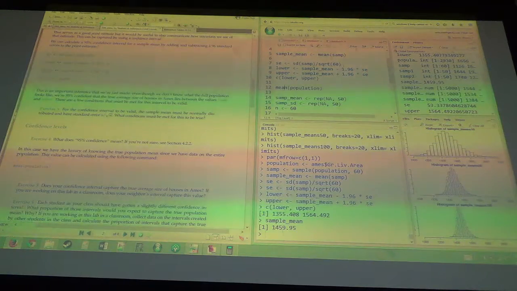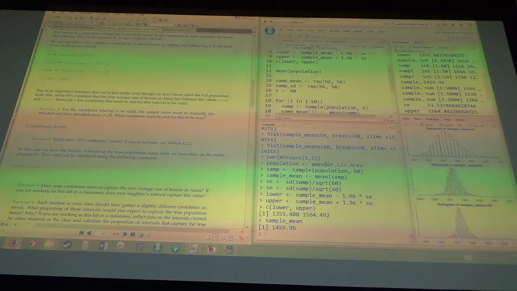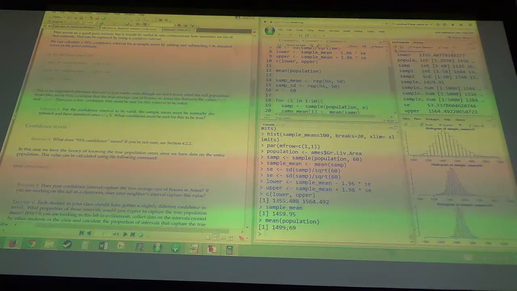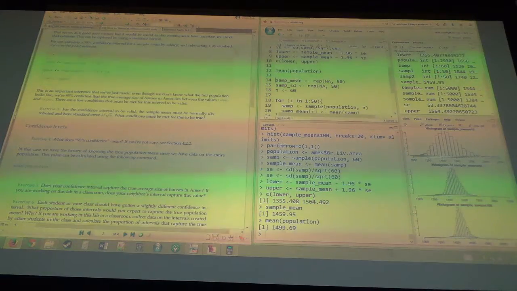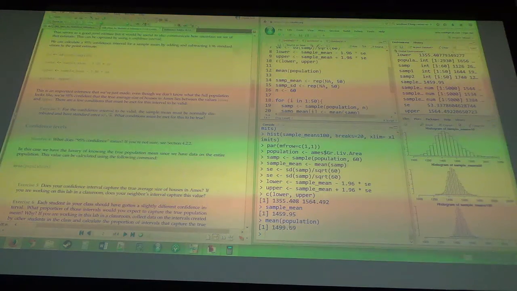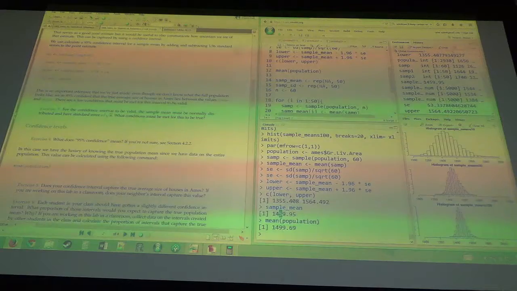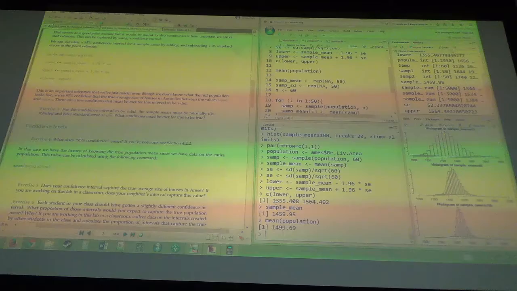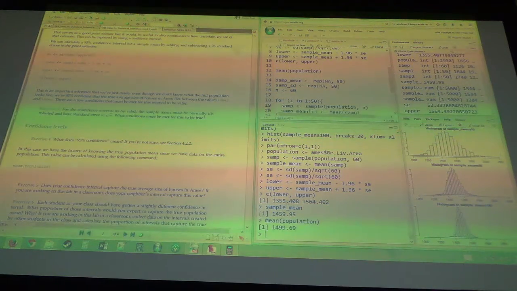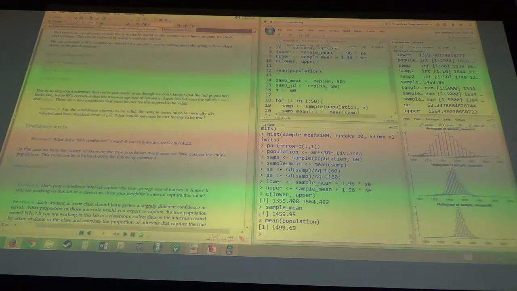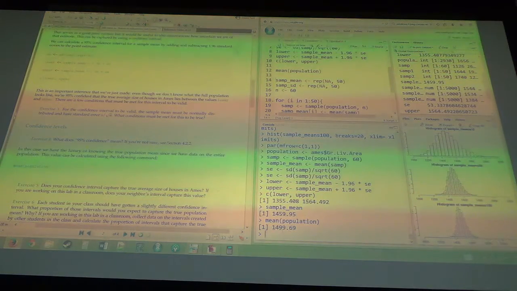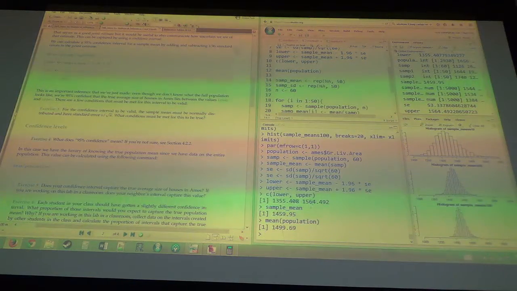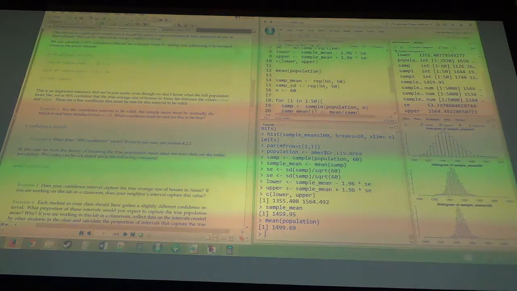And so the question is, is that similar to the mean of the population, on the other hand? The mean of the population is 1499.69. So the average square footage was around 1500 square feet. When we took a sample, we got a mean of 1459, and our confidence interval went from 1355 to 1564. So was the mean of our population contained in our confidence interval? In this case, yes it was. 1499 is in between the lower and upper bounds, so that's a good thing.